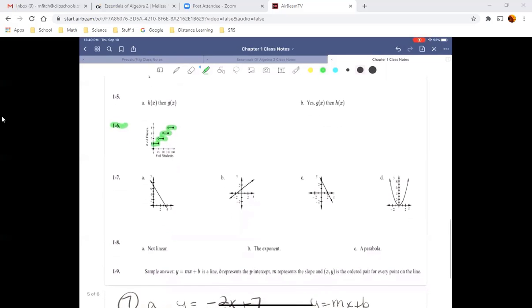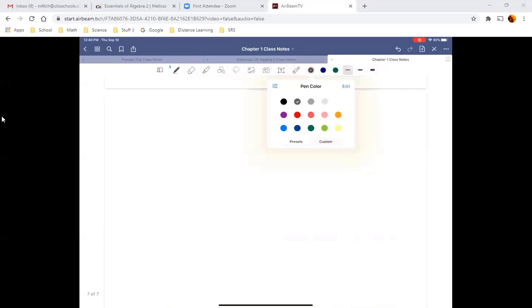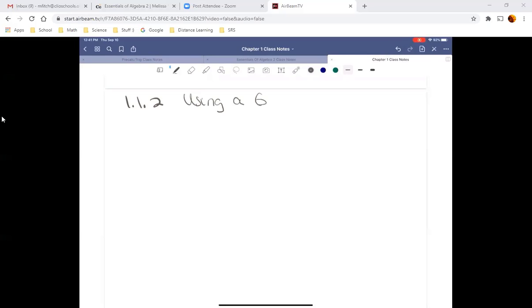All right. So today we got a little bit of notes to take. And then there's a little activity for you guys to work on in Desmos before you start on your homework. It's just to see how some different functions work. Okay? So this is the 1.1.2, and they're calling it using a graphing calculator.